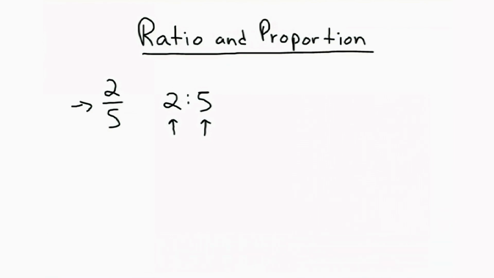So to introduce this concept, let's say we have two ingredients that must be in a ratio of 2 to 5, or a proportion of 2 parts to 5 parts. They all mean the same thing. Let's say we're making a very simple salad dressing, and let's say we have oil and vinegar. So let's say we have 2 parts vinegar and 5 parts oil. And this is what the recipe calls for.